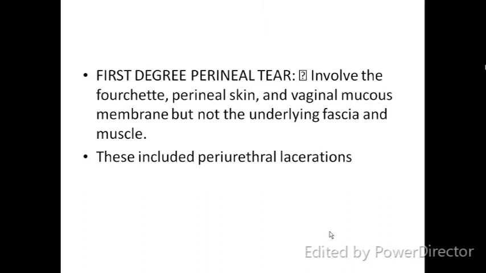First degree perineal tear involves the fourchette. What is first, second, third degree? It involves the fourchette, perineal skin, vaginal mucosa, membrane but not underlying fascia and muscle. These include periurethral laceration. So first degree perineal tear can include periurethral laceration.